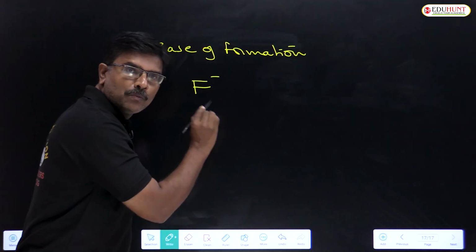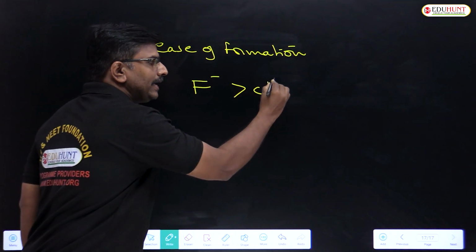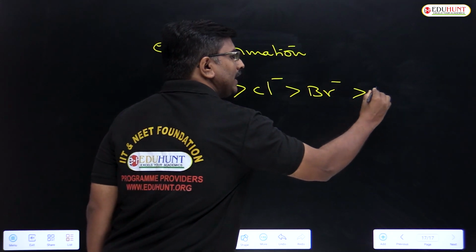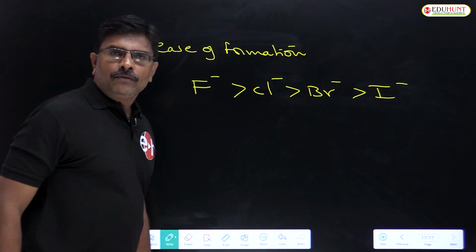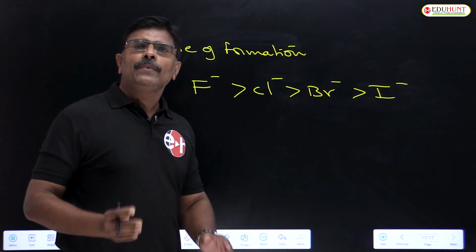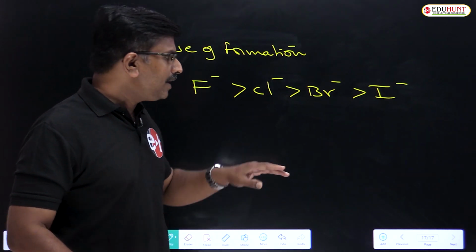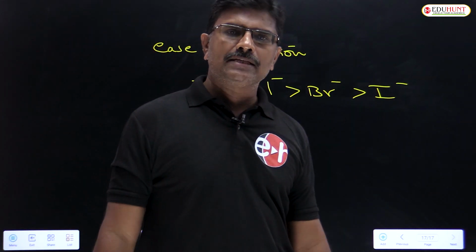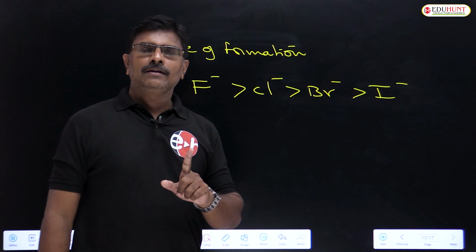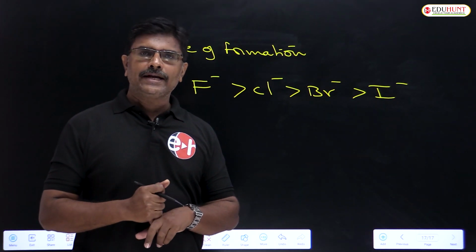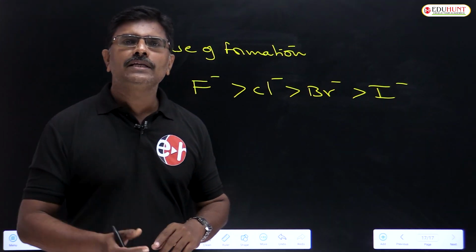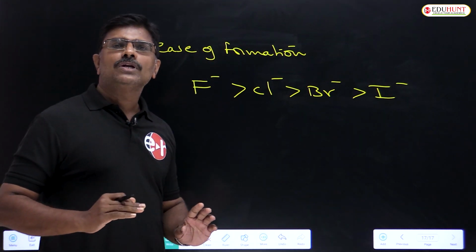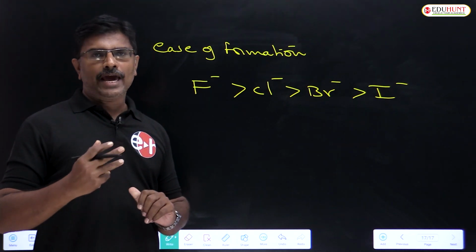F minus is formed more easily than Cl minus, then Br minus, then I minus. Why is F minus formed more easily? Because its size is smaller. Why is I minus formed with much difficulty? Because its size is larger. Simple reason. So this is our first factor. What is that one? Low size of atom. The lower the size of the atom, the more easily the anion is going to be formed. This is our first favorable condition for the formation of anion.